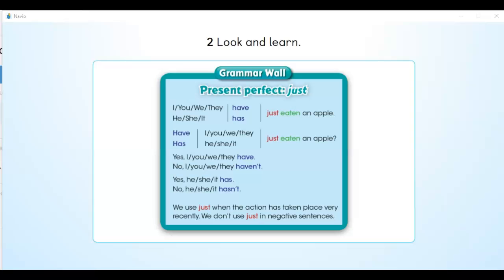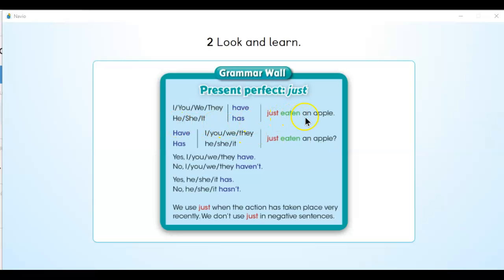So here we have our grammar wall. Of this lesson I explained to you number 2, present perfect, with 2 special words for this unit, already and yet. We are going to add another word which is just. This just will give information again. It means that it just happened now. So let's see better. I have just eaten an apple. Justo ahora, acabo de hacerlo, right?